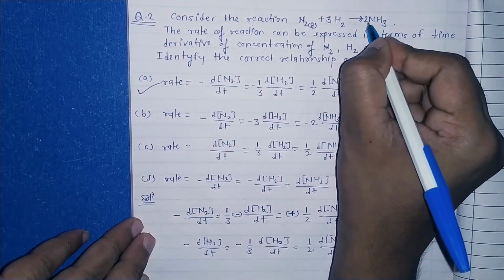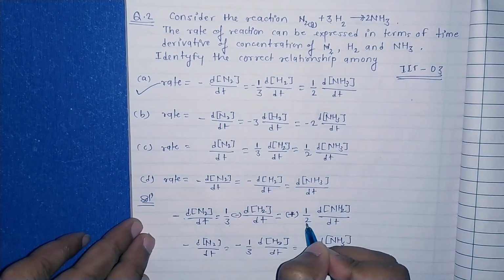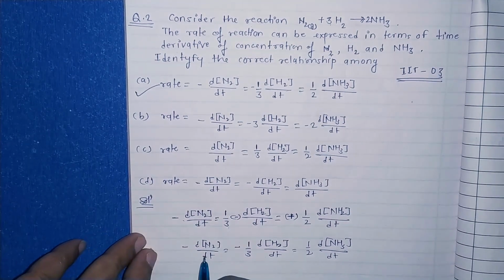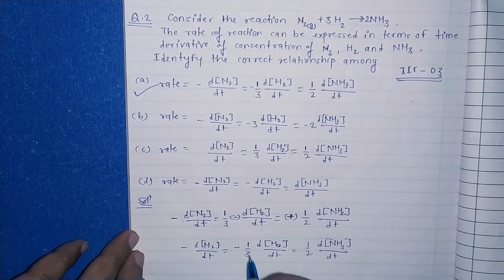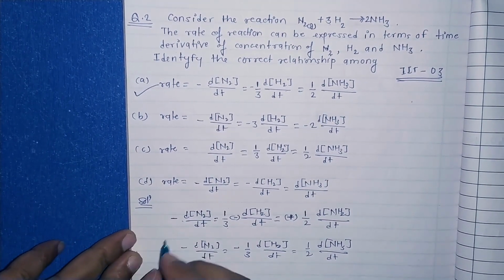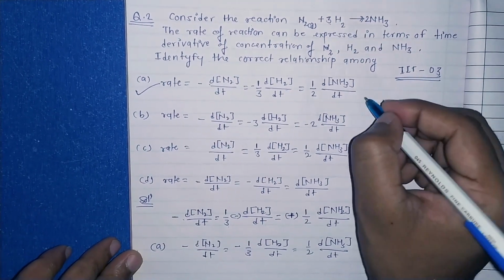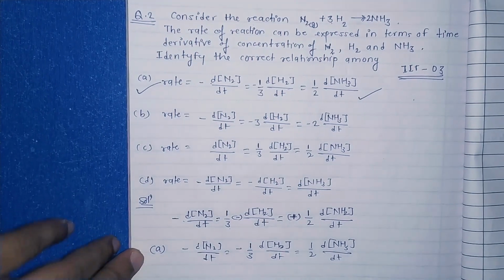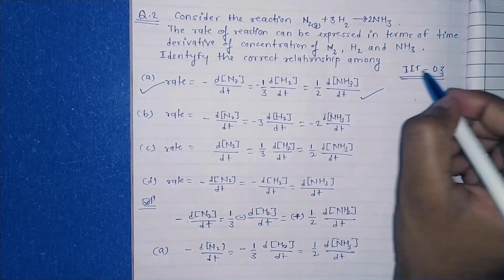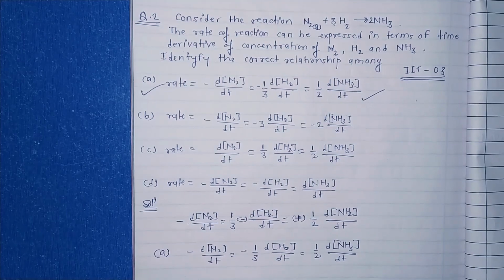For ammonia 1/2. Okay. Now arrange this equation, it will be N2 1/3, and that means option number A. Okay students, and this question was also asked in IIT 2003.